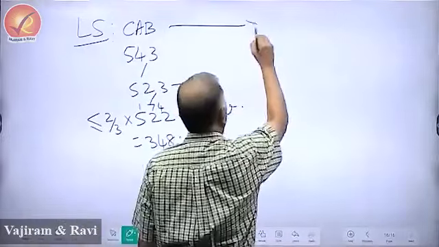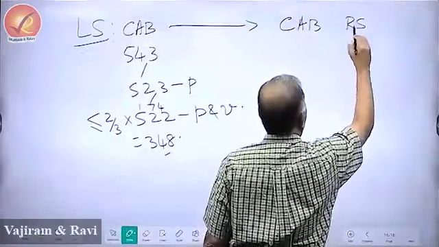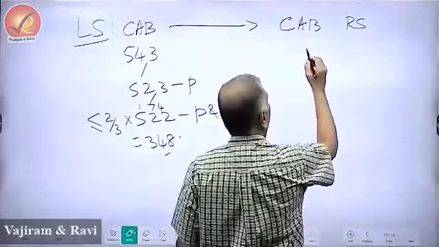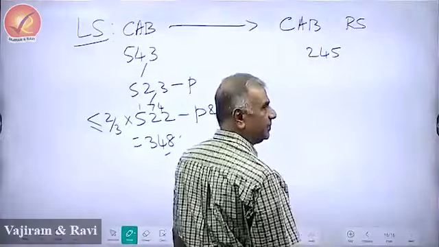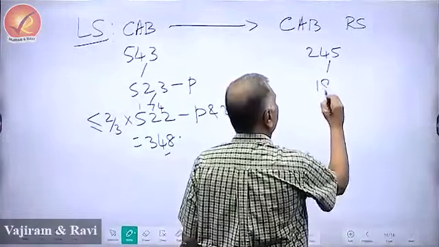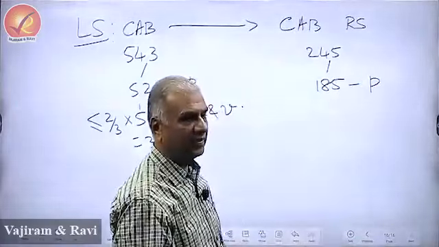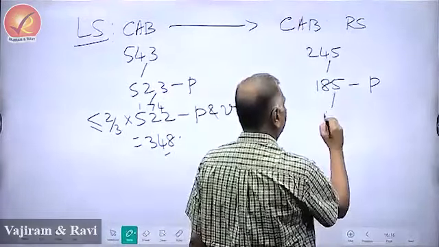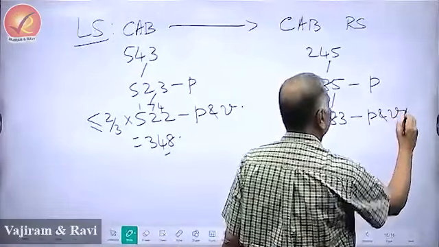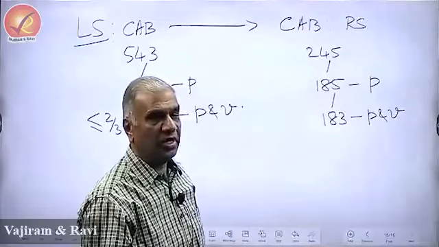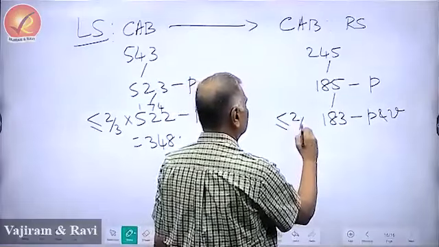Then the constitutional amendment bill goes to the Rajya Sabha. And in the Rajya Sabha, let us say out of 245 members, 185 members are present in the house. And out of these 185, let us say 183 members are present and vote on the constitutional amendment bill. And what is 2/3 of this?